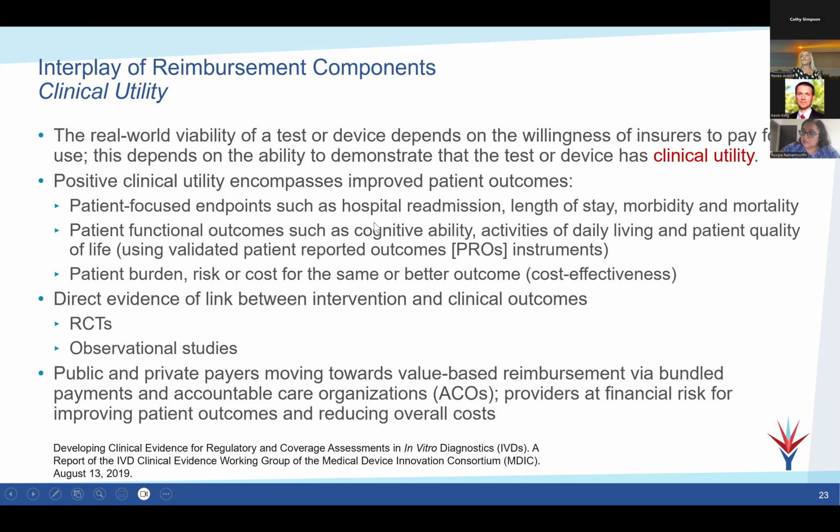And you may not know this right off the bat, but if you can demonstrate that you expect your technology to, as I had mentioned before, with the inpatient example, reduce hospital readmission, length of stay, improve patient morbidity and mortality, improve patient functional outcomes, such as activities of daily living, ADLs, patient-reported outcomes, and patient burden, or really demonstrate improved patient outcomes, as I said before, either using randomized controlled trials or observational studies. This will help to demonstrate the value-based reimbursement to many of the insurers for tests or devices.